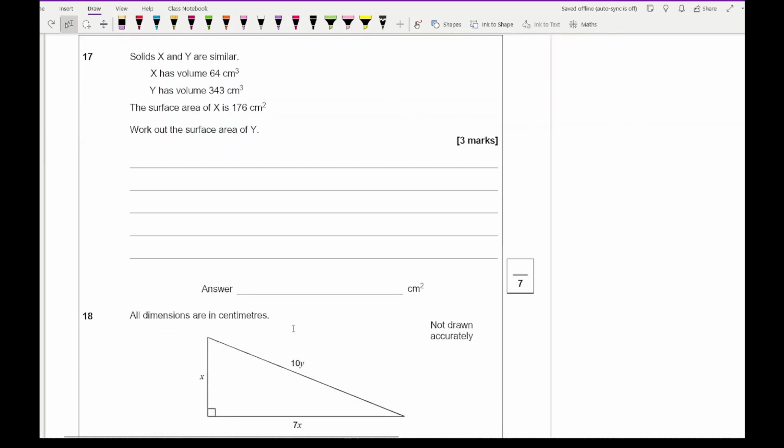Then moving on to question 17, it says solids x and y are similar. X has a volume of 64, y has a volume of 343. The surface area of x is 176. Work out the surface area of y. Well, for starters, if the volume scale factor is k cubed, which we know in this case is going to be 343 over 64, then k is going to equal the cube root of 343 over 64, which gives me an answer of 7 over 4.